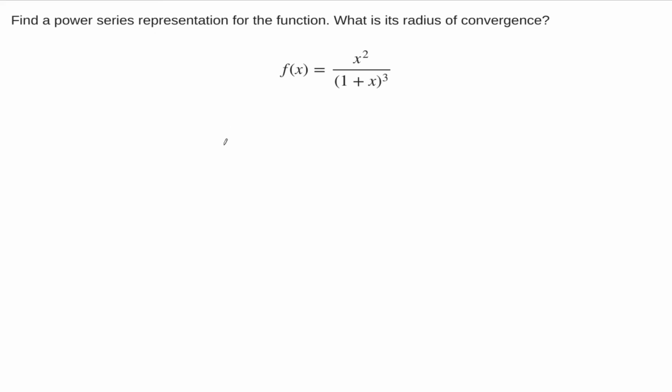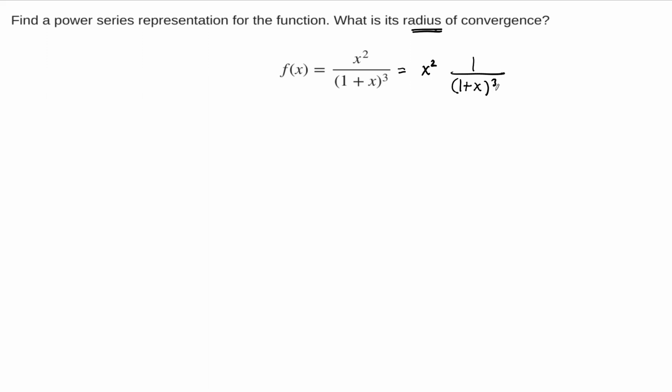In this example, we are asked to try to find a power series representation of this rational function. All we're asked about is the radius of convergence of this one. But what we're going to do is break this function into two parts. One, which is a polynomial, just x squared, times the other portion, this rational function.